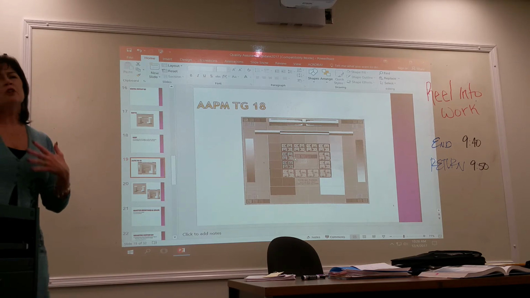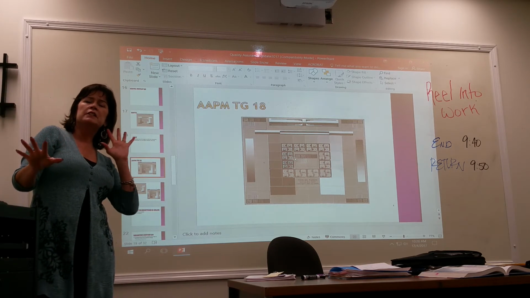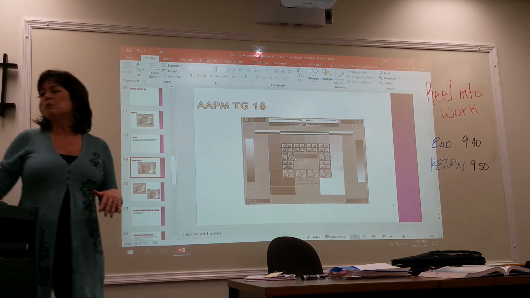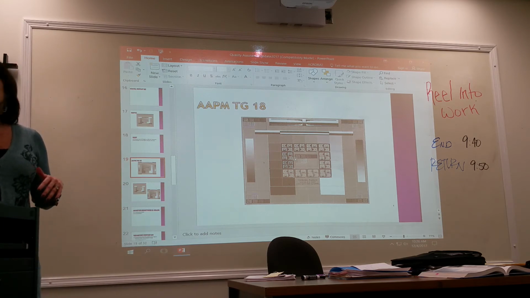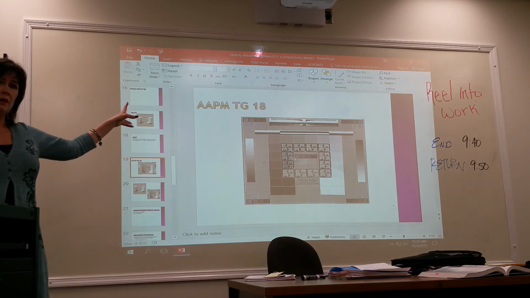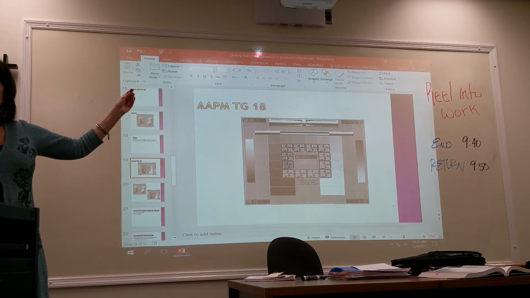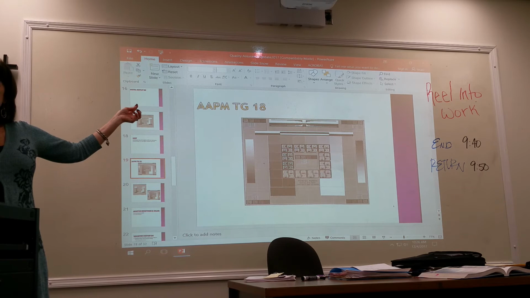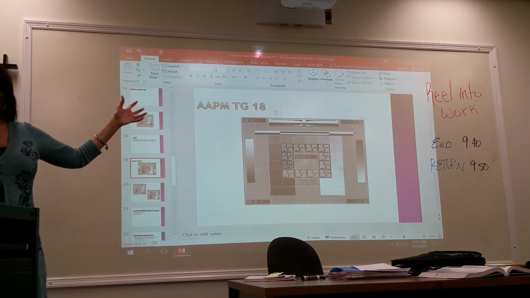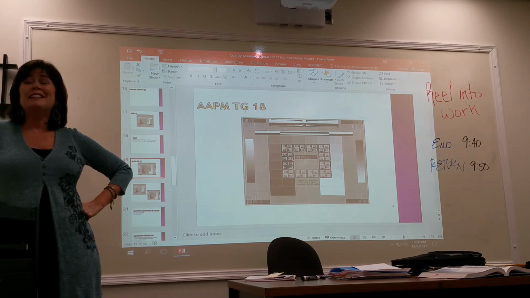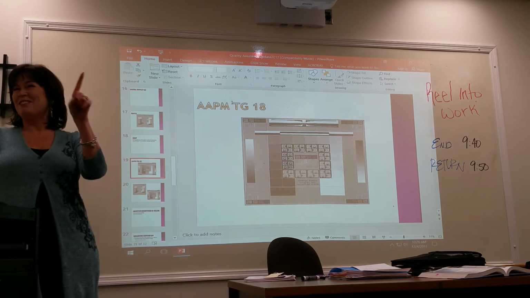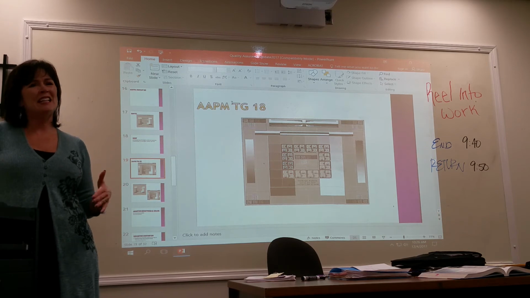Now, your book, when you look at it, there's a lot of different types of tests that can be performed for looking at the image. But for digital imaging, we've adopted the American Association of Physicists in Medicine. I don't care. Anyway, TG, that's the one we want to know. It's the Task Group 18, okay?